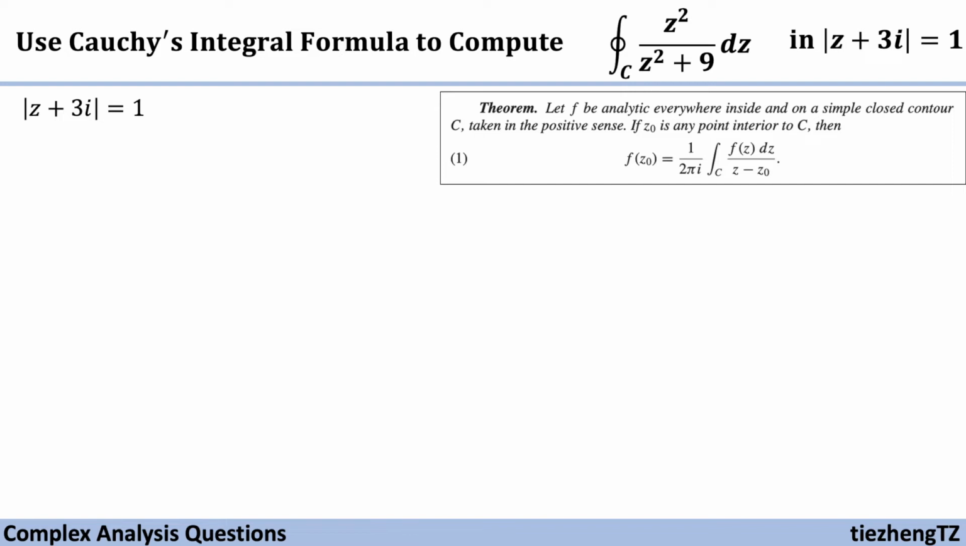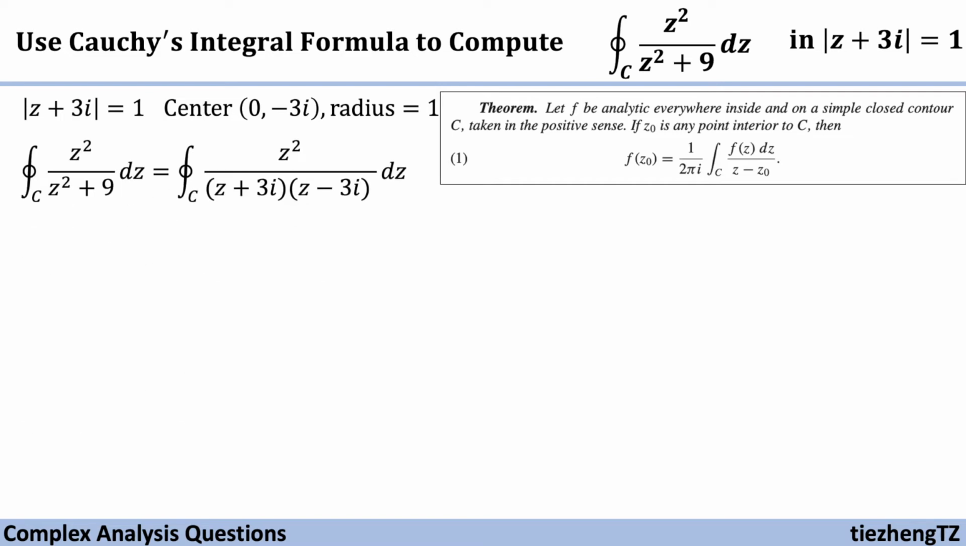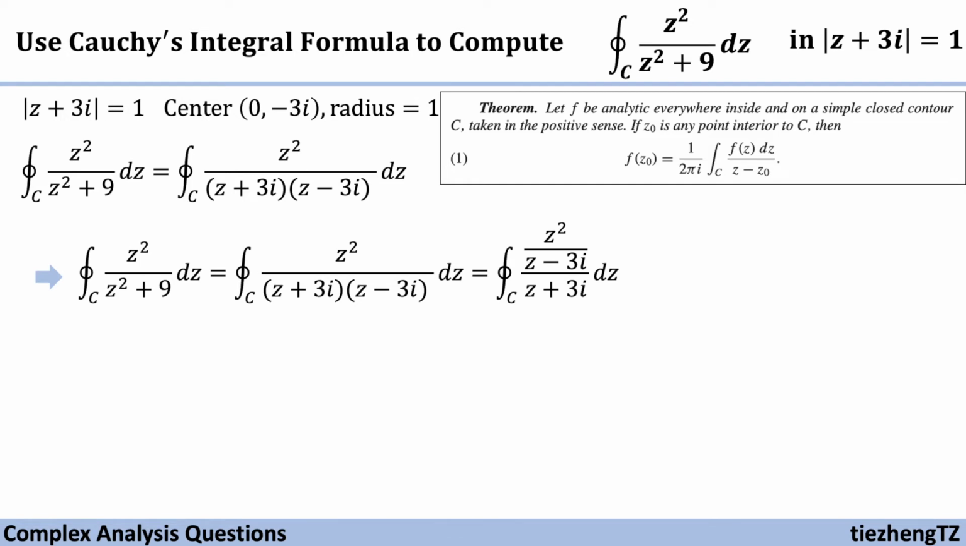The domain |z + 3i| = 1 is a circle with the center at 0 minus 3i and a radius of 1. Next, we need to change the given function into a form with z minus z0 in the denominator. We already know that we can change the denominator z squared plus 9 into (z + 3i) times (z - 3i). Let's do one more step: this time I'm going to use z squared over z minus 3i as the new numerator part, and use z plus 3i as the new denominator part.